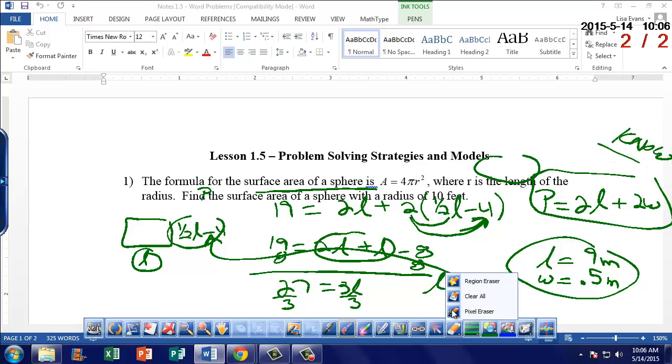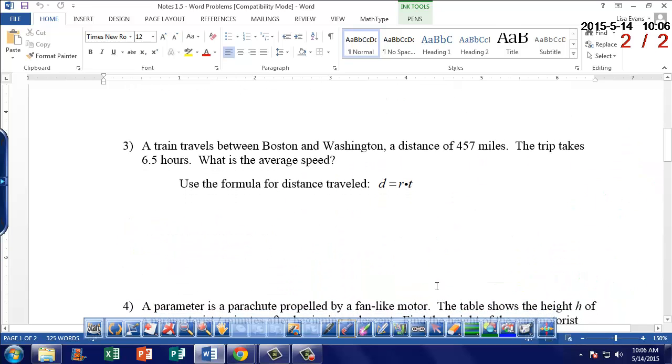Okay. Next problem, number 3. A train travels between Boston and Washington, a distance of 457 miles. The trip takes 6.5 hours. What's the average speed? You should know this from science. Distance equals rate times time, so you should know this formula.